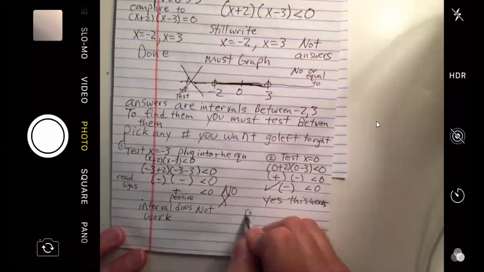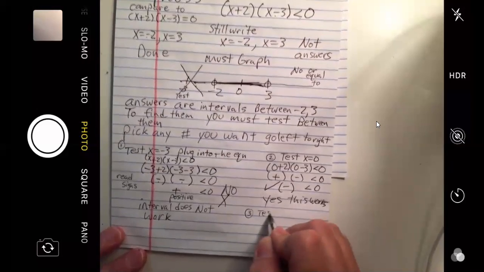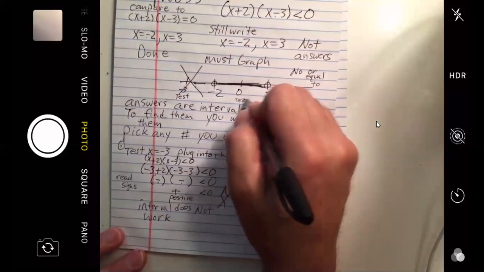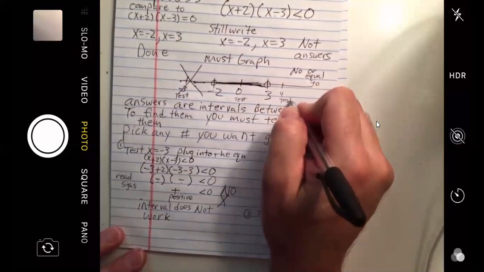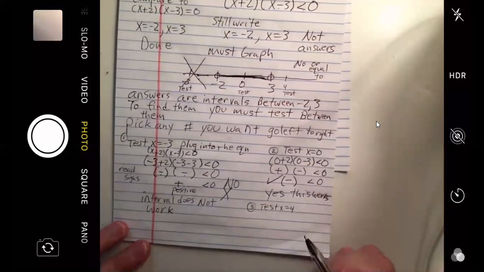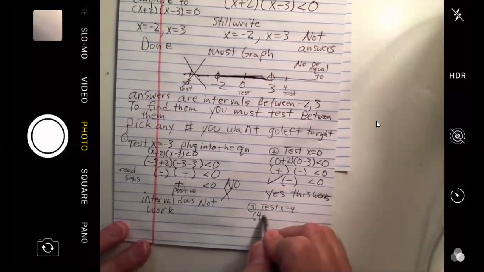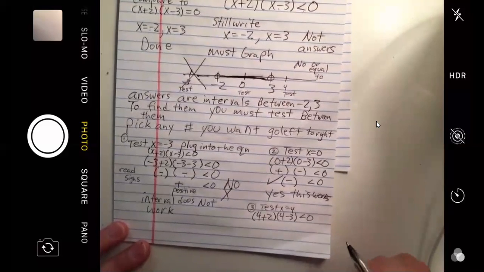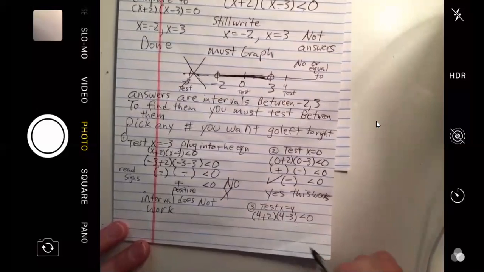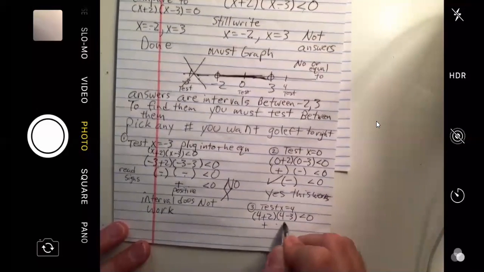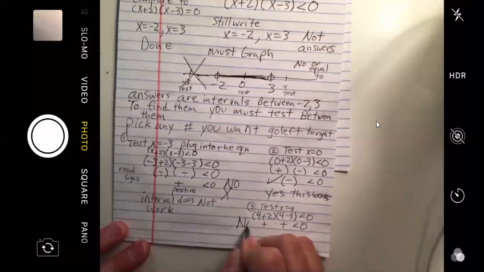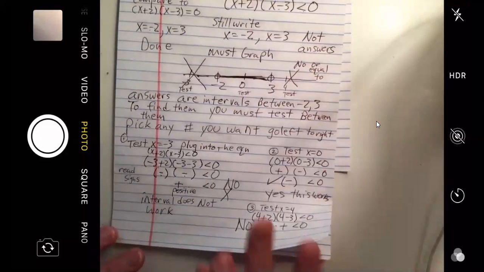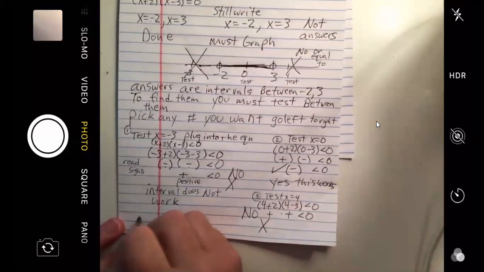Third one to check, test, say 4. This is a test. 4 add 2, 4 minus 3, less than 0. Hope it's obvious this doesn't work. Positive times positive less than 0, no. And I stick a big X. Answer.